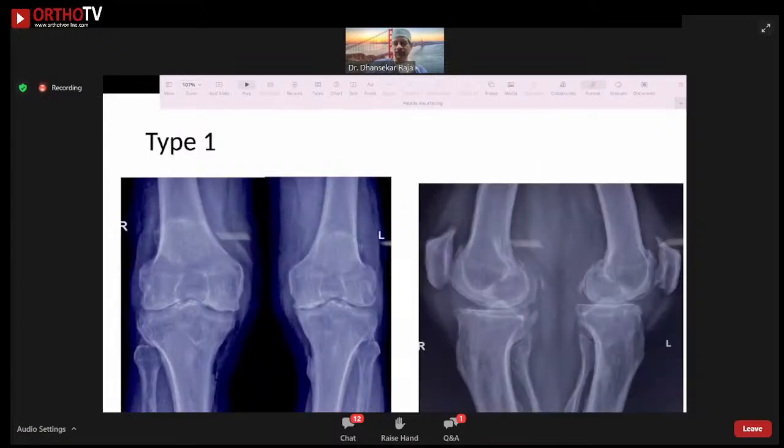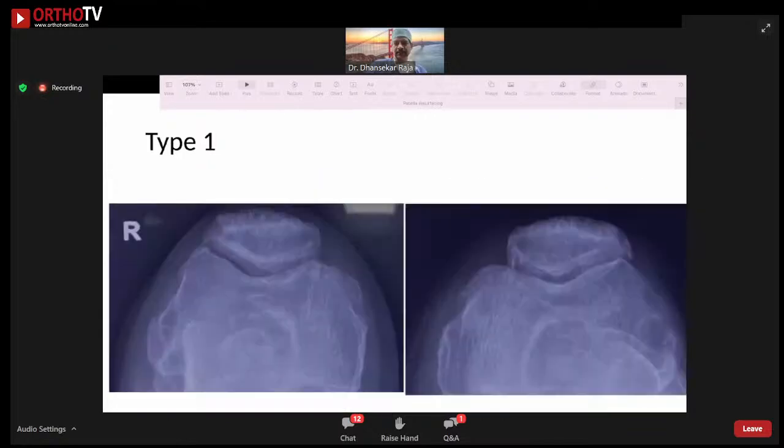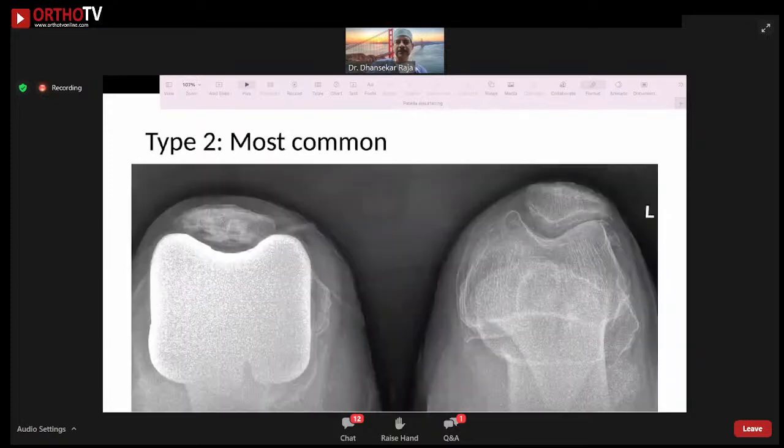Again, this is a type 1 patella, where both the medial and lateral facets are equal in size and it is tracking centrally. We have intact cartilage, so I don't resurface. If there is patellofemoral arthritis, I resurface. Type 2, as you can see on the left knee, the image on the right side, the medial facet is smaller than the lateral facet and there is a slight lateral shift. In that situation, if you are resurfacing, we need to do a lateral release.